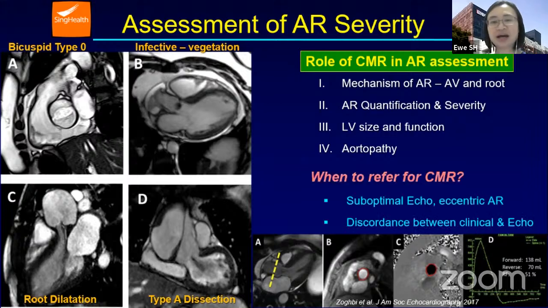So in my mind, I have to ask myself, when do I refer to CMR for AR assessment? I usually do that when I have suboptimal echo windows in a patient with, or suspected of having, severe aortic regurgitation, and with multiple aortic regurgitation jets or eccentric AR, where I know I'm going to get underestimation of aortic regurgitation from echo. In this kind of scenario, or with any discordance between clinical and echo findings, I'll refer them to CMR.